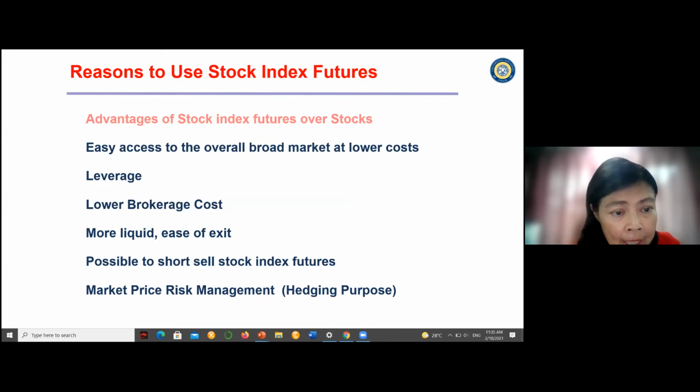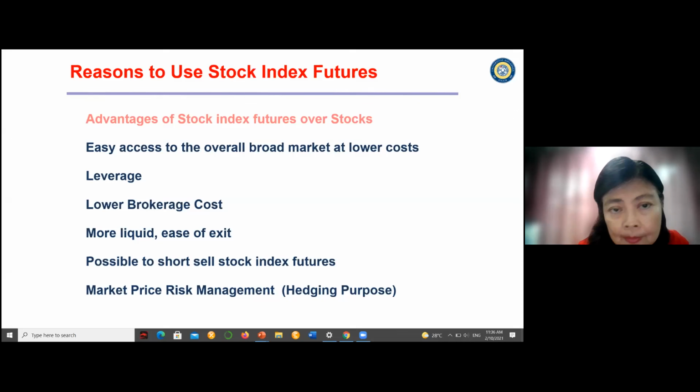And then just now we said as well, you only pay a small initial margin. In your Indonesian case, I read it, is 4%. 4% is very, very little, so you can make a lot of profits, over 100% profits. Lower brokerage cost, of course. And because it's well traded, there's more liquidity, easy to get in, easy to get out. And you can short the futures, which we're going to talk about for risk management purposes.